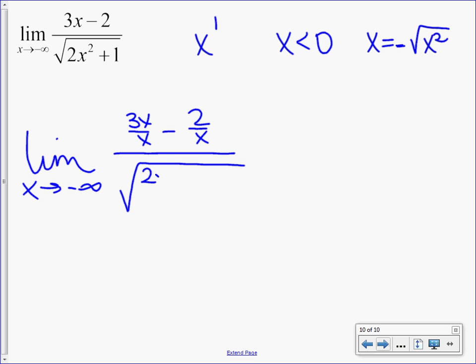We're still dividing by that highest power, right? But the square root of x squared needs to be negative because we're going towards the left side. So what is this limit going to be?